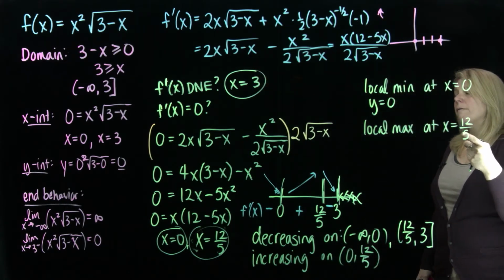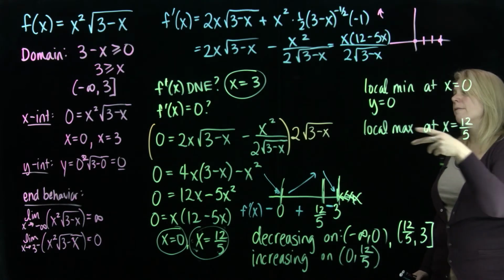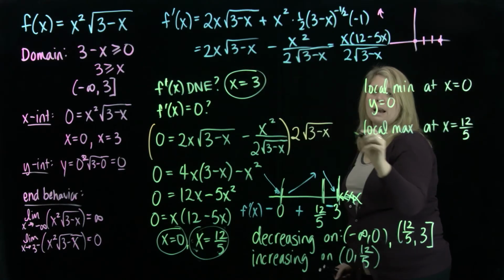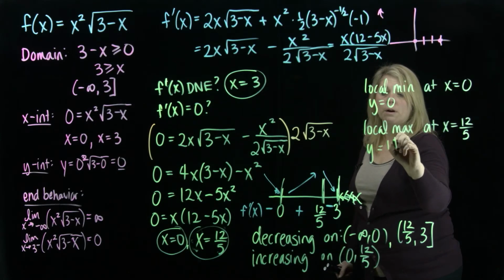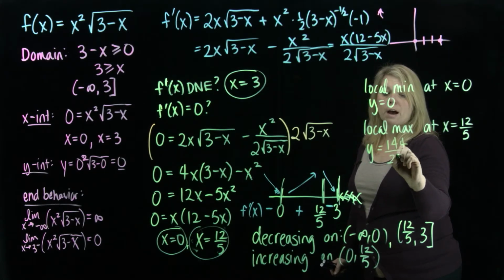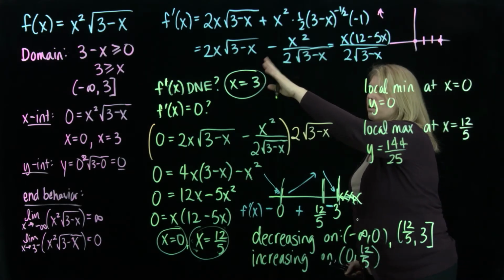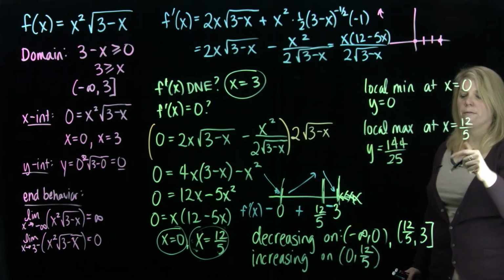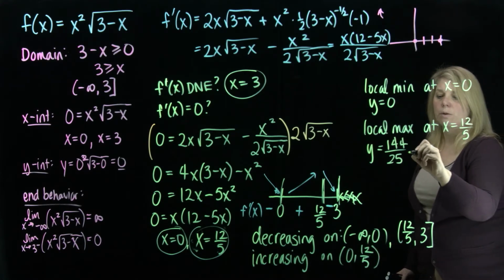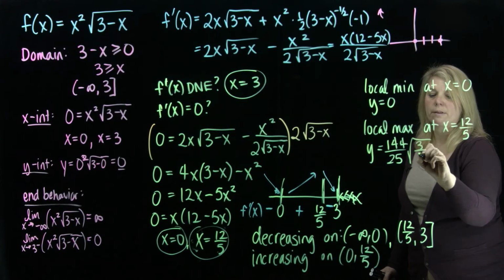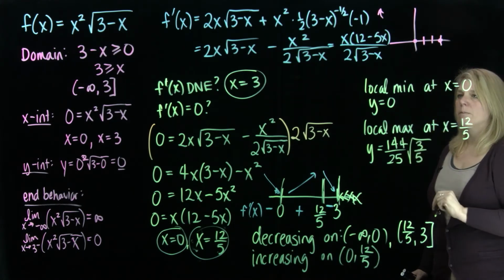So when I plug 12/5 into the original function, I'm not going to worry too much about simplifying this, but 12/5 into the original function, I square that out front. I'll have y equals 144 over 25. And then inside the radical, I'll have square root of 3 minus 12/5. I might go ahead and simplify that. 3 is 15/5 minus 12/5, so square root of 3/5 inside the radical. You could simplify that a little bit, but that's the local maximum value.